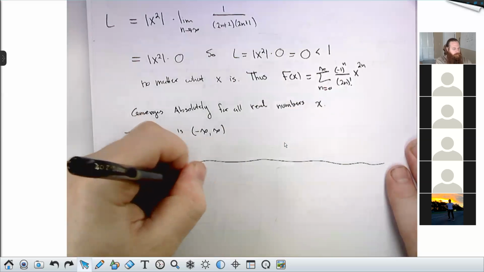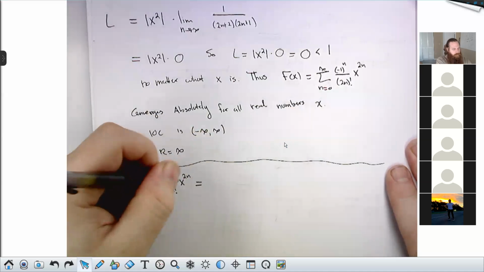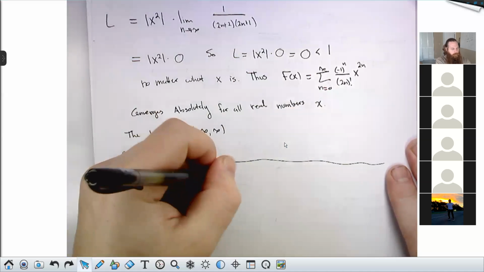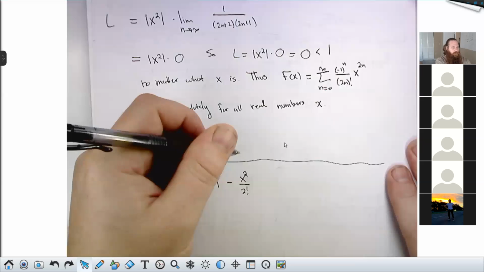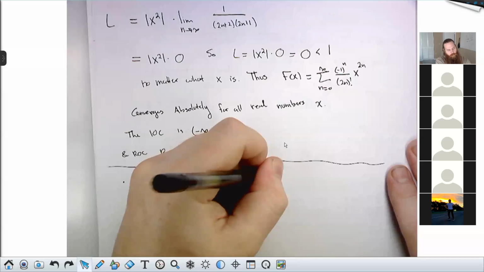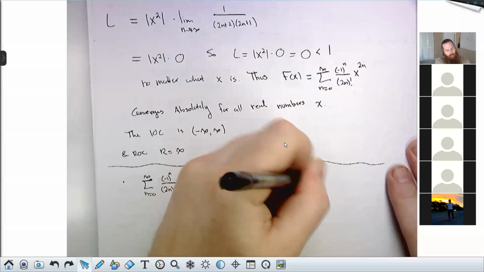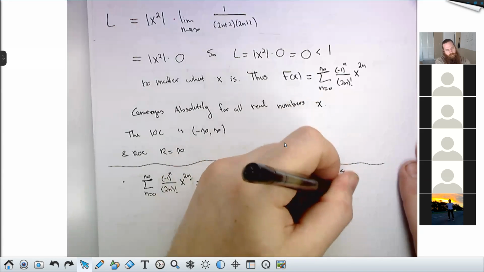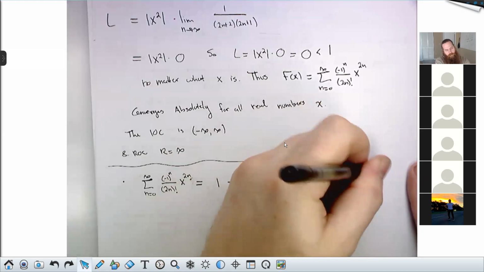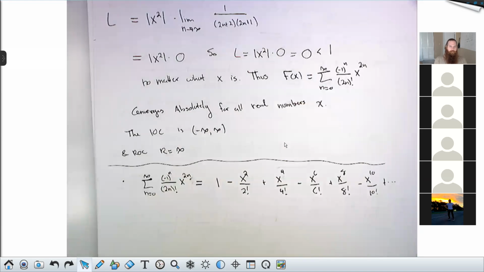If I start writing out the terms of this series, when n is 0, I get 1 over 1 times x to the 0, that's 1. Then when n is 1, I get minus x squared over 2 factorial. When n is 2, I get plus x to the 4 over 4 factorial, and so on. Minus x to the 6 over 6 factorial, plus x to the 8 over 8 factorial, minus x to the 10 over 10 factorial, and it goes on. This is like a big long polynomial.